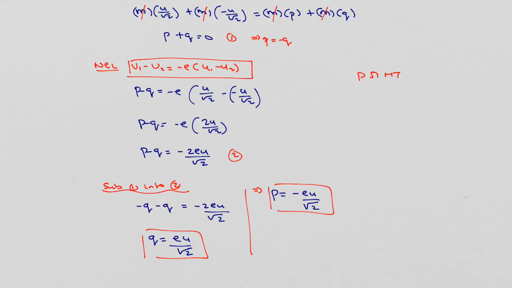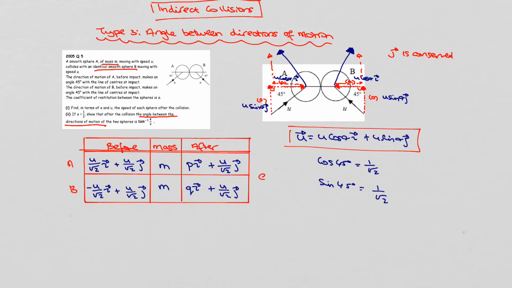Okay, so now we have our velocities after. Well, what we need to do next then is find the speed. Now you have to be careful here, right? Because it doesn't say find the velocities, it says find the speed. So the speed means we have to find the magnitude. So we have to find the resultant of our velocities afterwards. So let's line up our two velocities. So what do we have for A? Well, A's velocity afterwards, V1, is equal to minus eu over root 2 i plus u over root 2 j.